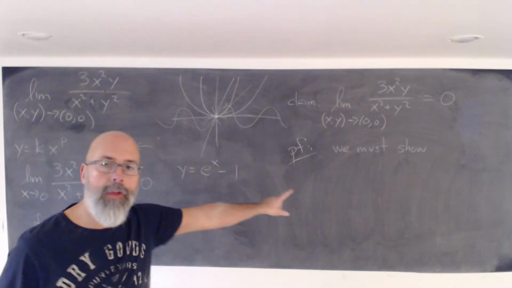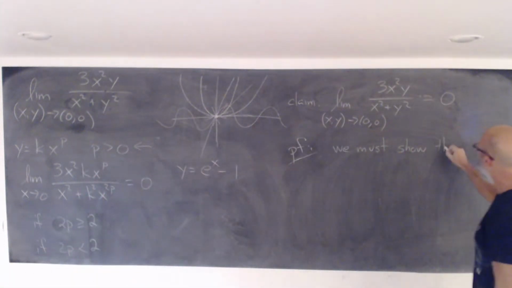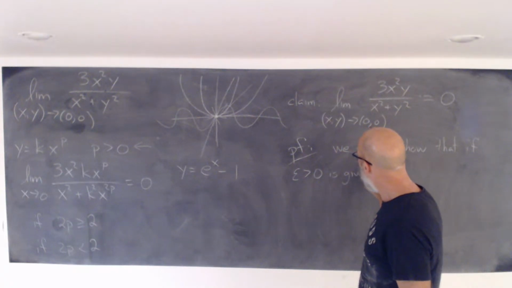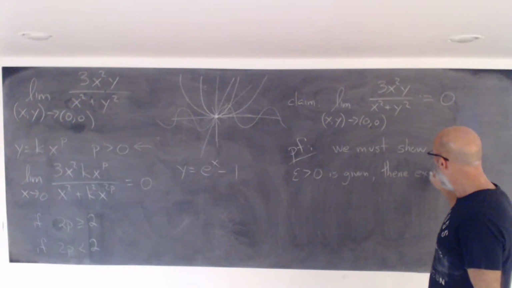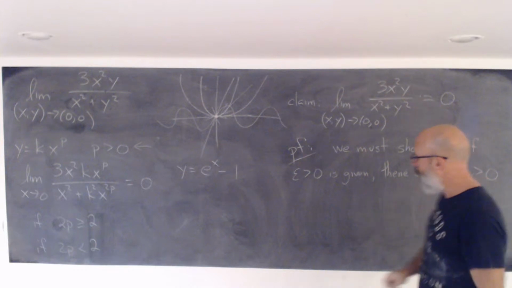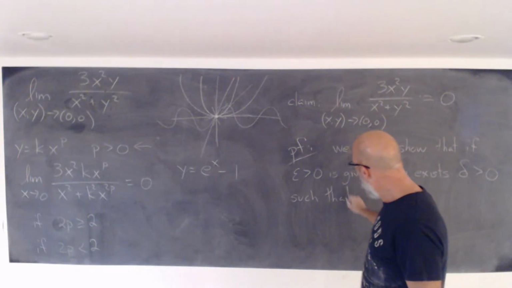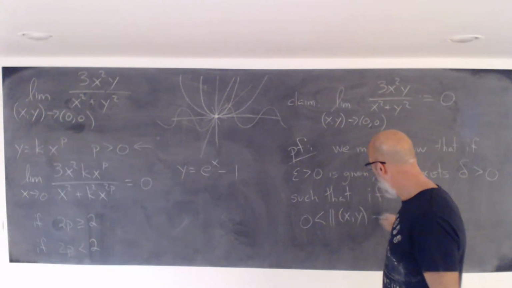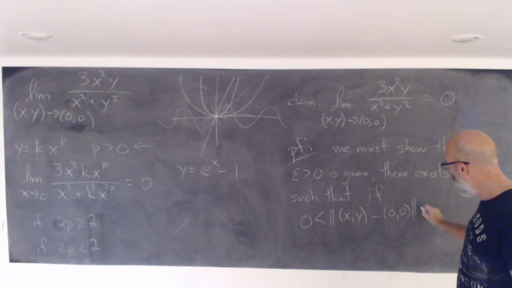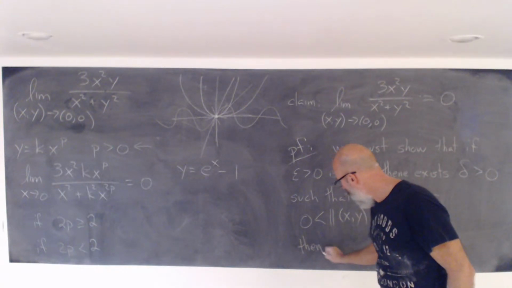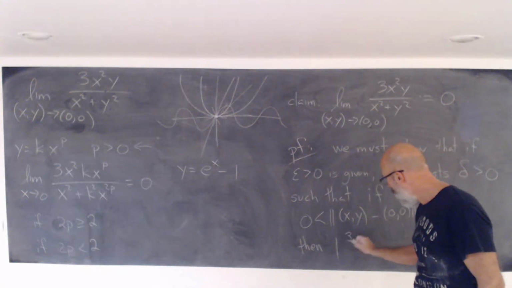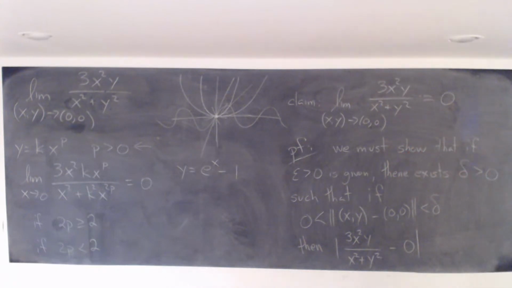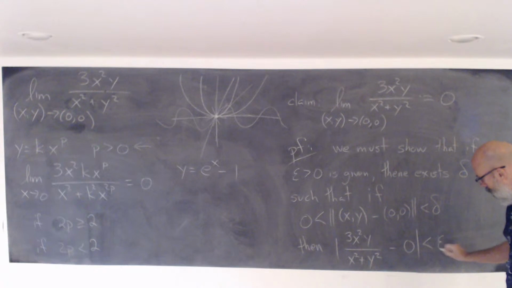So what must we show? Did you write that down? We must show that if epsilon greater than 0 is given, there exists a delta greater than 0 such that if your point xy is close to 0, 0, then your function minus the limit should be less than epsilon.